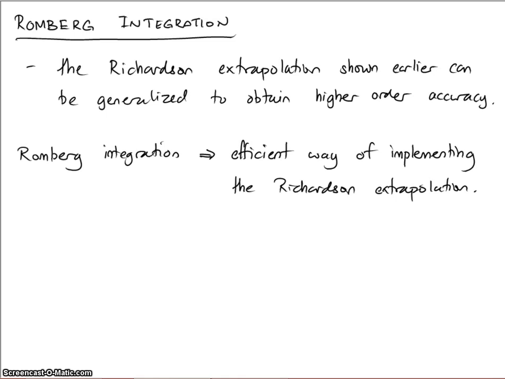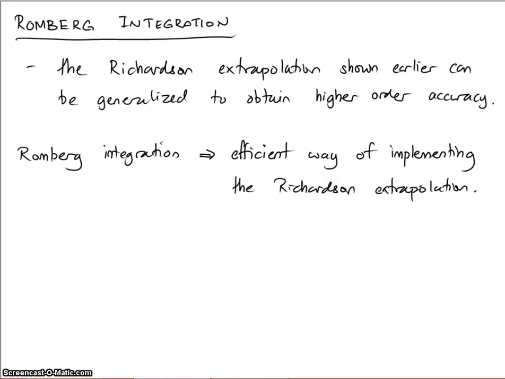Okay, so I've shown you how the Richardson extrapolation can be used to combine two lower order solutions to get a solution that is of higher order accuracy. But if you want to keep on deriving different solutions to get higher and higher order accuracy, you're going to end up with lots of equations, and it's going to be mathematically quite complex to do. So fortunately, the Romberg integration method is an efficient way for us to implement the Richardson's extrapolation.